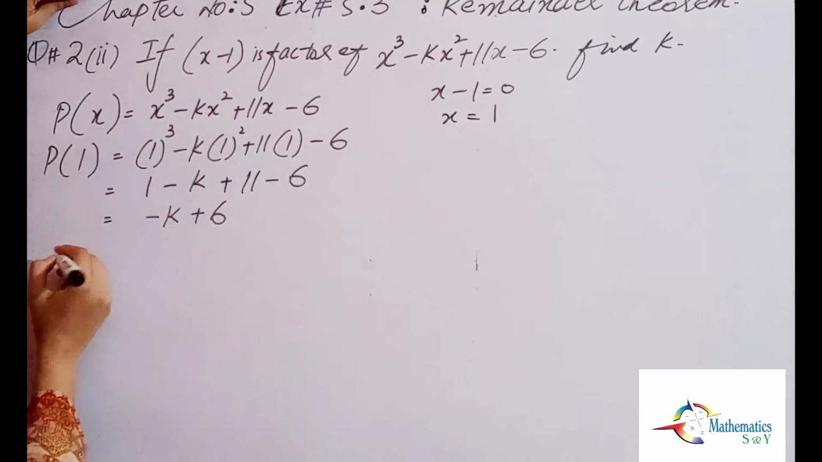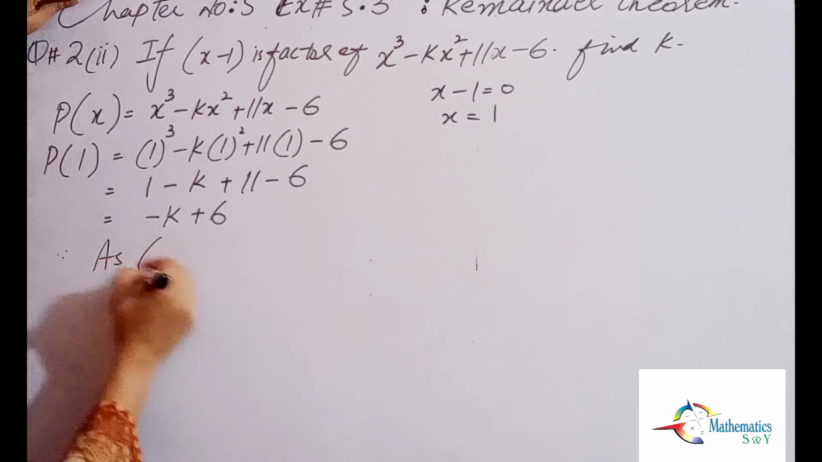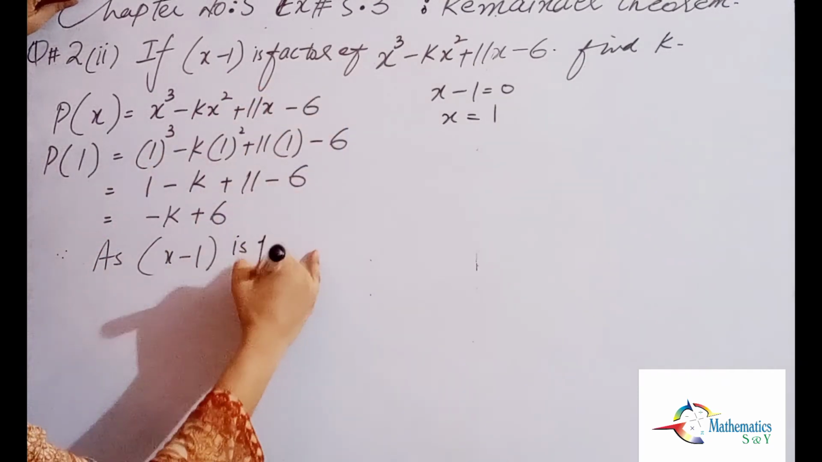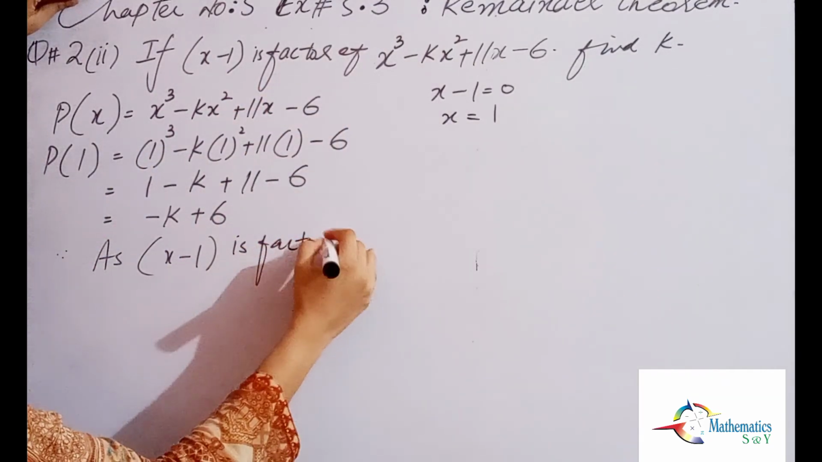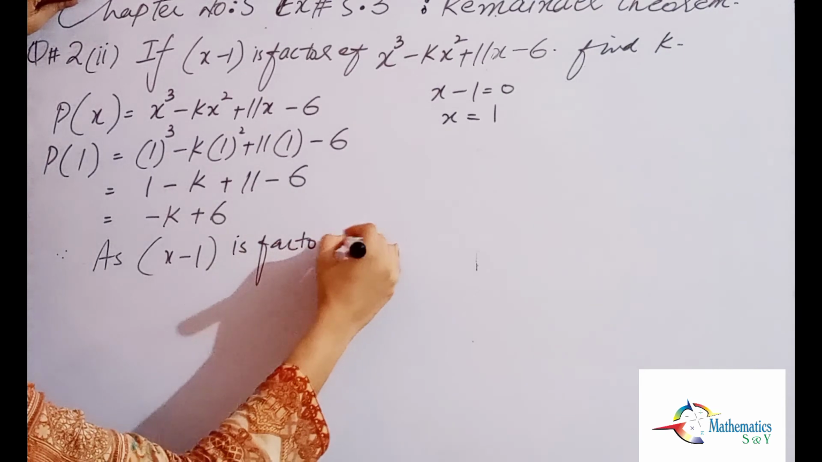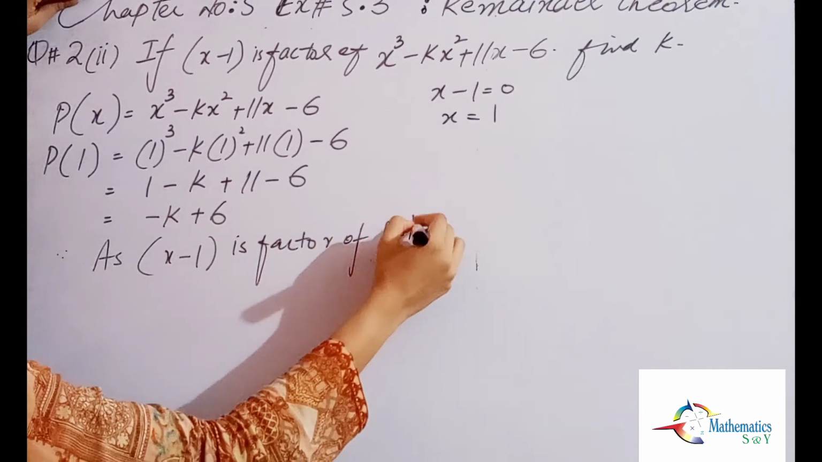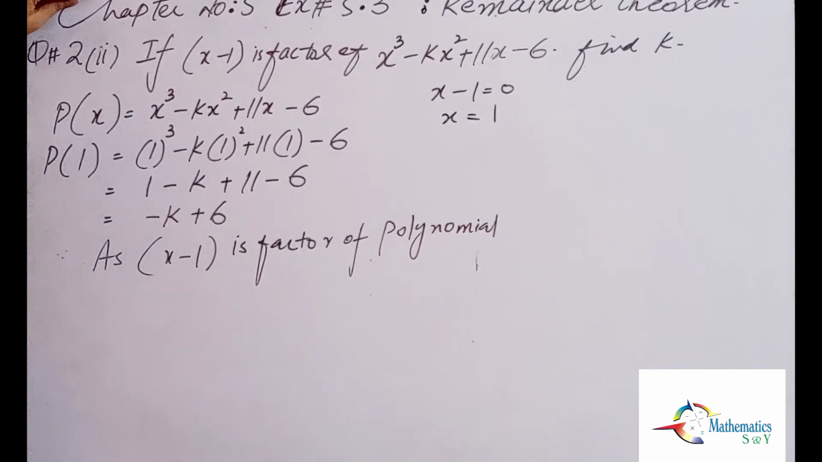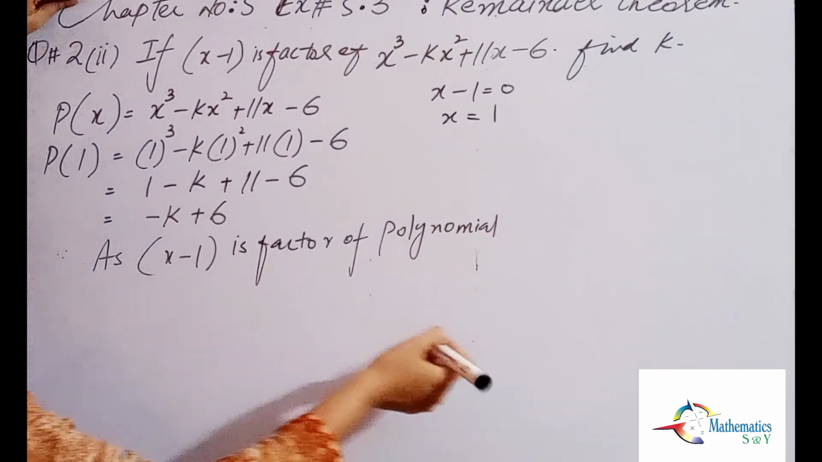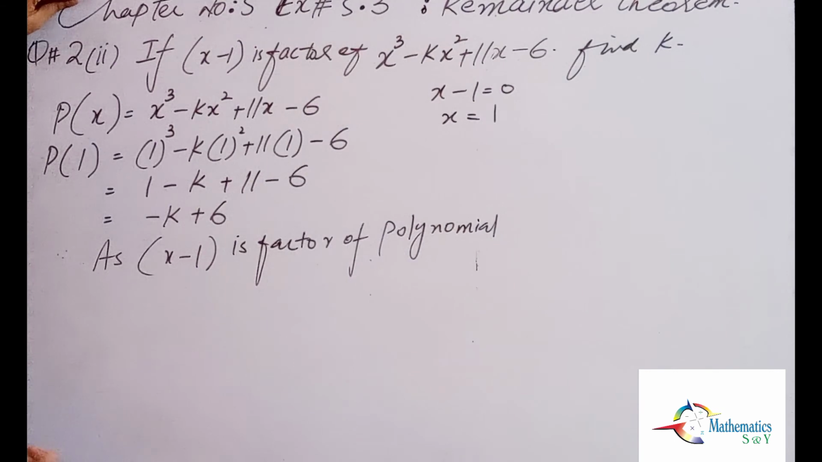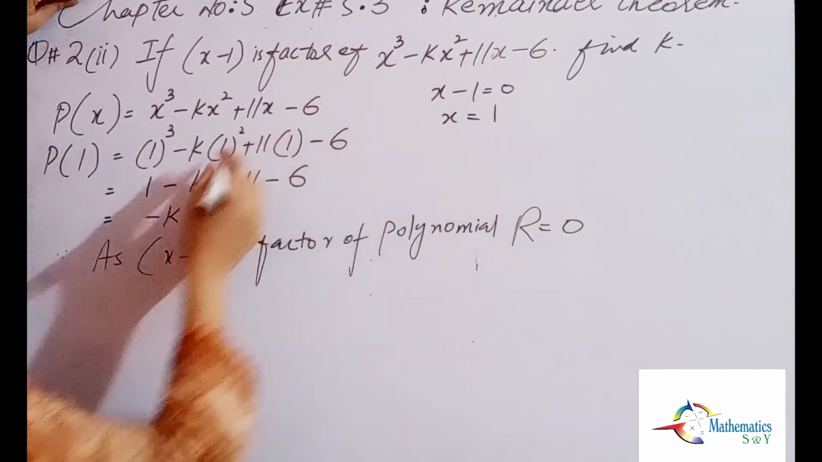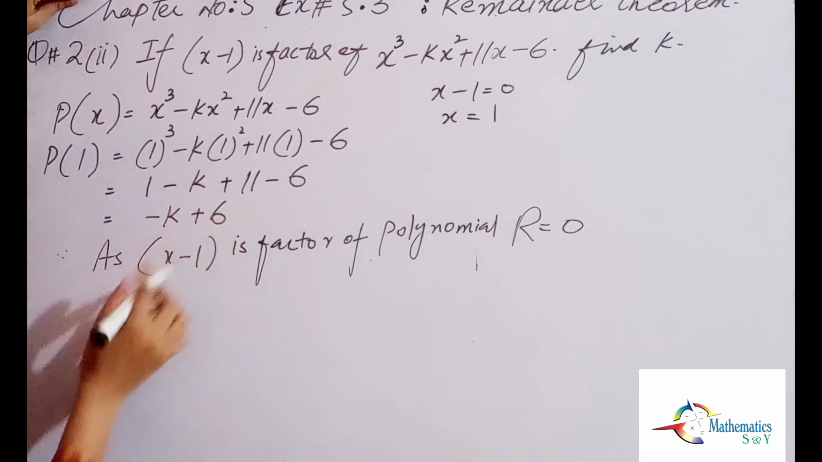x minus 1 is a factor of the polynomial. They said in the question that x minus 1 is a factor of the polynomial. So when the divisor is a factor of the polynomial, and it exactly divides the polynomial, we can say that the remainder is equal to 0. So this remainder will be put equal to 0.